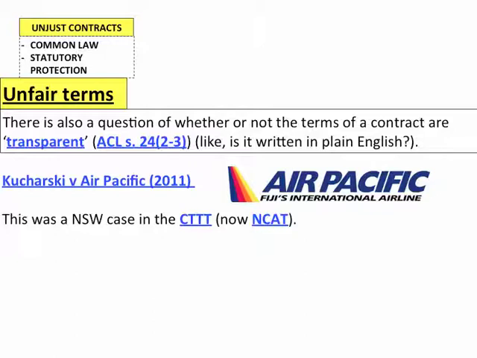So this went to the old place, which was the CTTT, the Consumer Trade and Tenancy Tribunal. Now we just have this one super tribunal called NCAT, and that's where a lot of the New South Wales cases will go when we're talking about it.